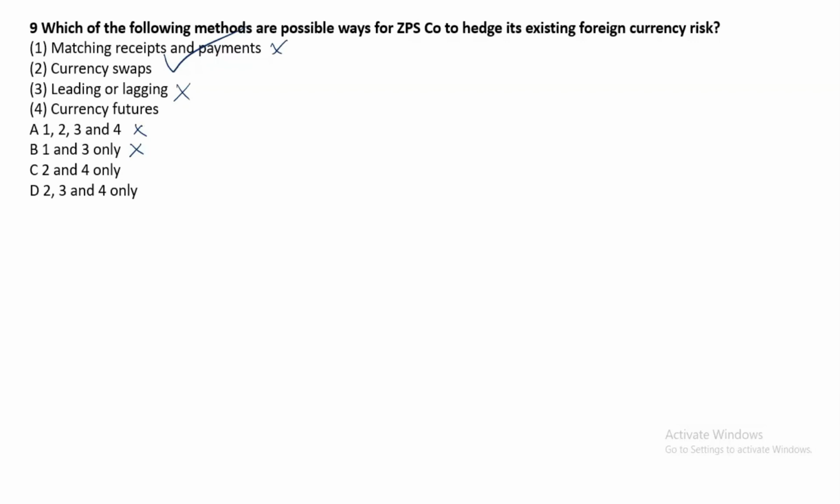So anything that has got a three is wrong. So we are left with option C. Currency futures are standardized exchange traded derivatives, which could also be used, and considering the amount of money involved in this particular contract, currency futures might as well be the best option. We're talking of millions of dollars here, so obviously currency futures could be a viable option. So our answer is C.